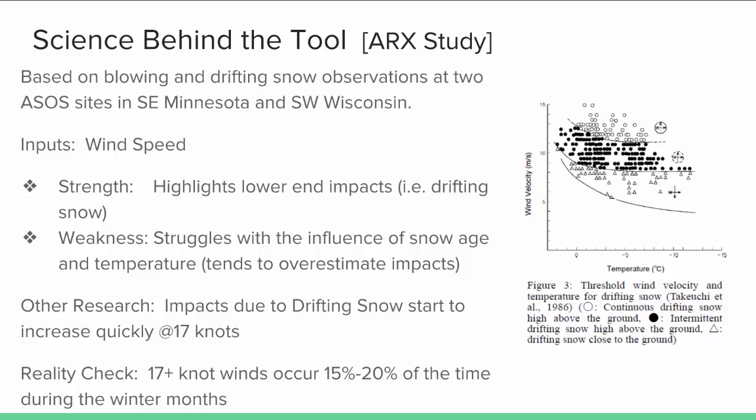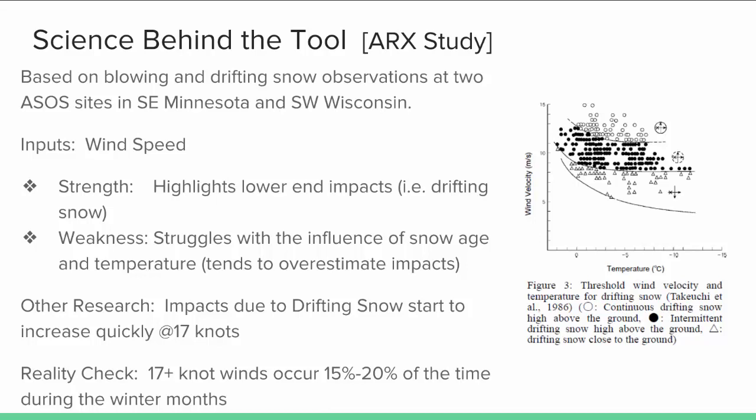However, this method does struggle with the influence of snow age and temperature and tends to overestimate impacts, especially at warmer temperatures. As a side note, this tool will start to produce drifting snow or patchy blowing snow at 17 knots. You may be asking yourself why 17 knots or 20 miles per hour.